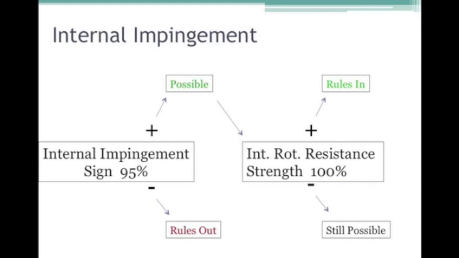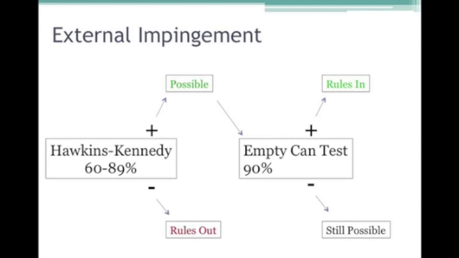For internal impingement, we're going to start with the internal impingement sign. It has a good sensitivity. If that's positive, we go to the internal rotation resistance strength test. Those two are positive, we have a good chance of dealing with internal impingement. So for external impingement, we're going to start with Hawkins-Kennedy. Although the numbers aren't great, according to the research right now, it's the best test that's out there for screening. If that test is positive, we're going to go to the empty can test.